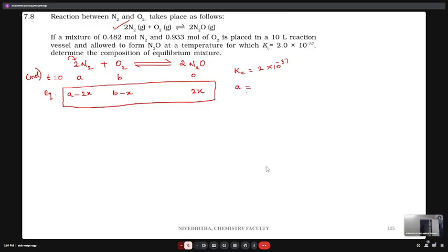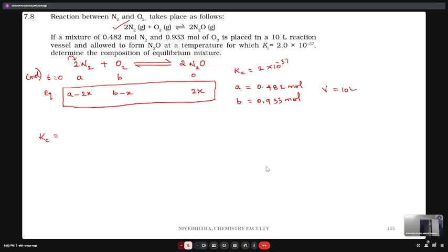Here the A value and B value are given. A is the initial number of moles of nitrogen, which is given as 0.482, and B is the initial number of moles of oxygen, which is 0.933 mole. There is also the volume of the vessel, which is 10 liters. So Kana, what is Kc? Could you please write the expression for Kc? Because using this data we have to find the equilibrium composition, right?